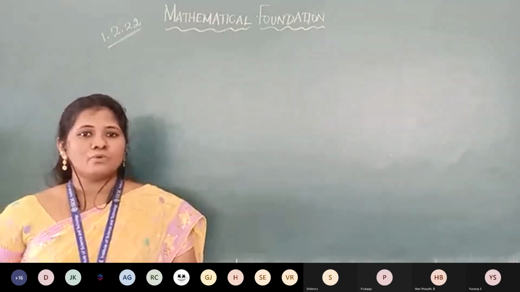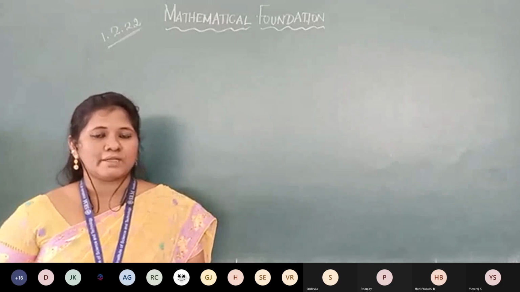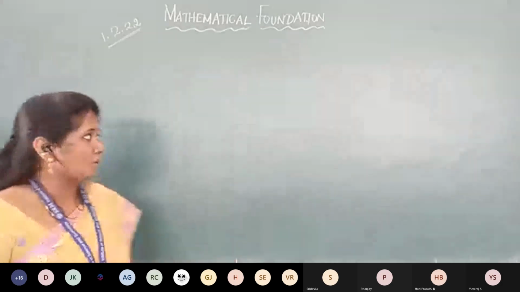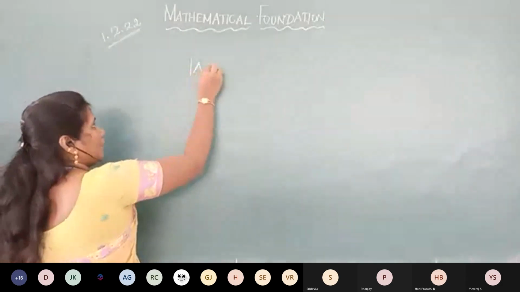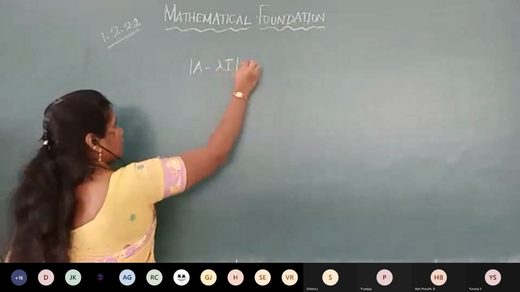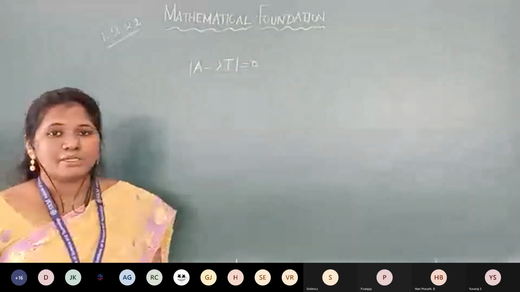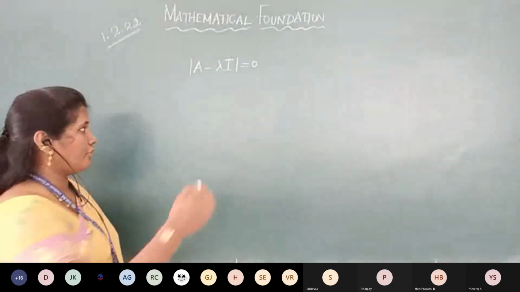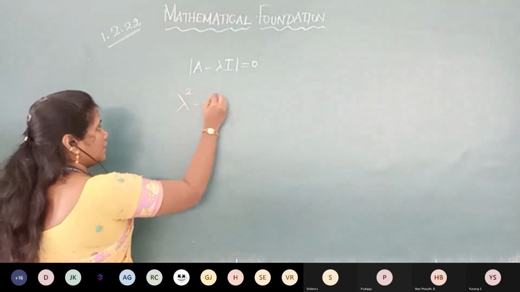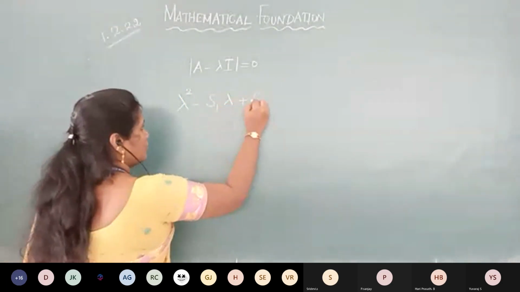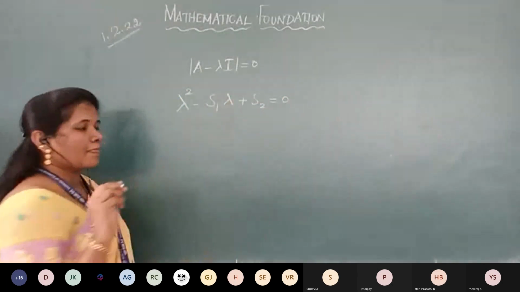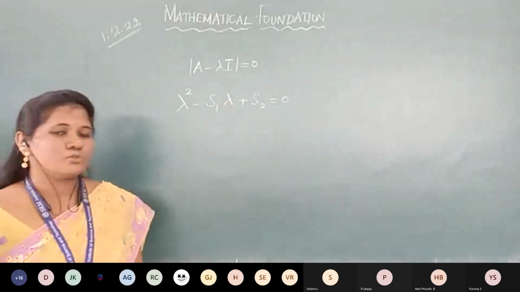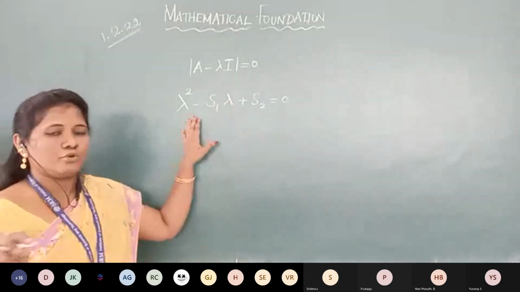And then you have to know your characteristic equation. How do you find it? The general format of your characteristic equation is the determinant of A minus lambda I equal to 0. But for a 2 cross 2 matrix, the formula becomes lambda square minus S1 lambda plus S2 equal to 0, where S1 is the sum of the main diagonal elements and S2 is the determinant of A. This is for a 2 cross 2 matrix.